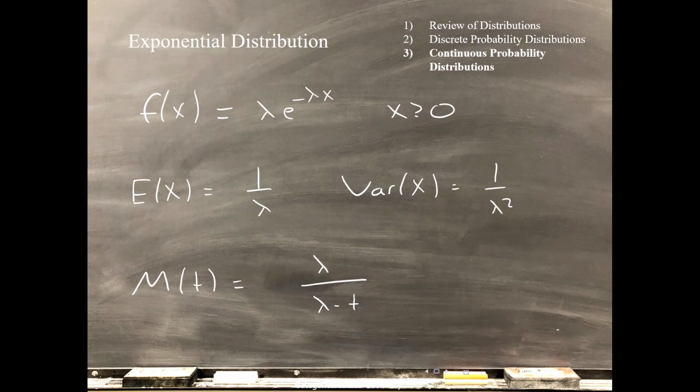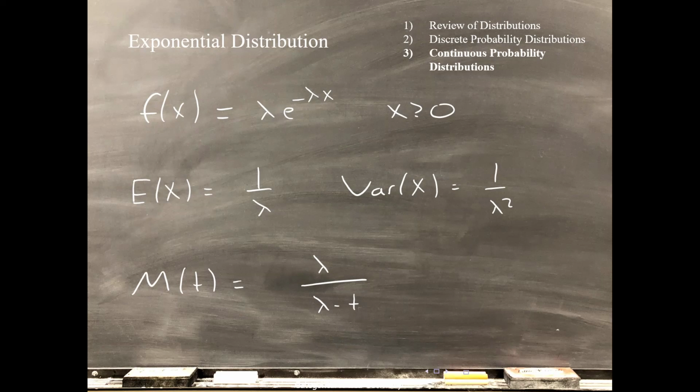Okay, and then another important distribution in the continuous case is called the exponential distribution. This is very natural, it just takes an exponential dependence like this in terms of a parameter lambda. X is presumed to be positive in this case. The expectation value is 1 over the parameter lambda. The variance is 1 over lambda squared. And then the moment generating function is lambda over lambda minus t.